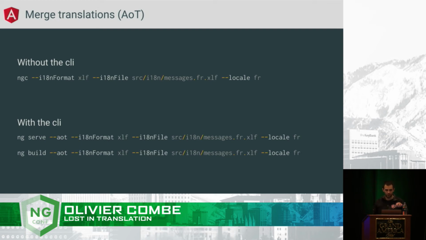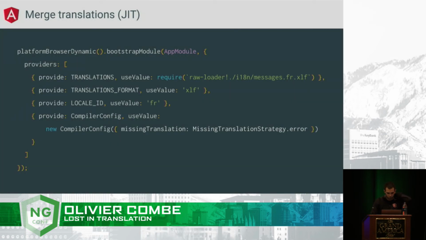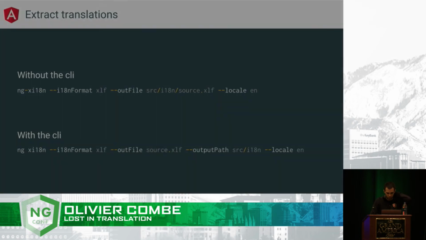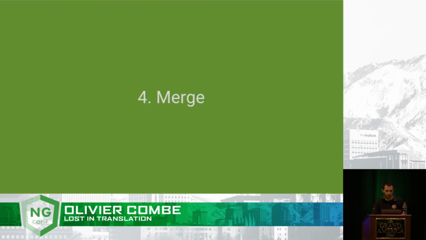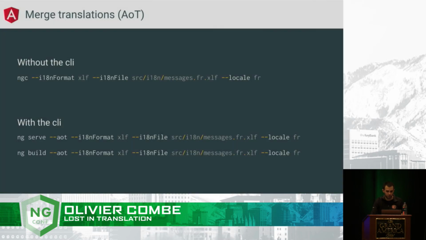And you can see the arguments are almost the same as for the extraction here. So you had i18n format, out file, and locale. And for the merge, you have i18n format, i18n file. Instead of out file, it's i18n file. And our locale is the same.